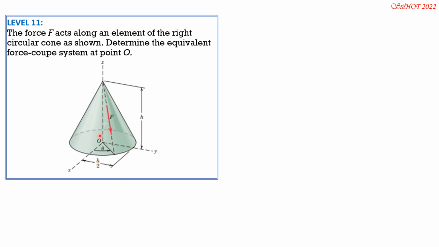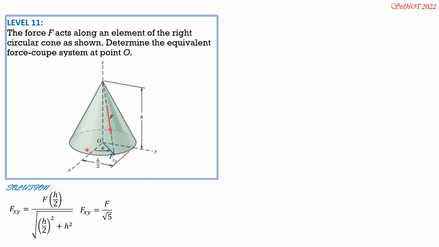So therefore, we first solve for this projection of F on the xy plane. Let's call that Fxy, and Fxy is equal to magnitude of F times component of distance, which is h over 2, divided by distance, which is square root of (h over 2) squared plus h squared. So magnitude of F, component of distance h over 2, the radius of the base, divided by the hypotenuse, which is square root of (h over 2) squared plus h squared. So simplifying, Fxy is equal to F over square root of 5.